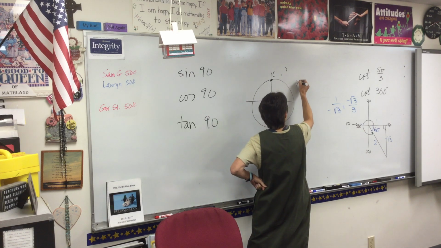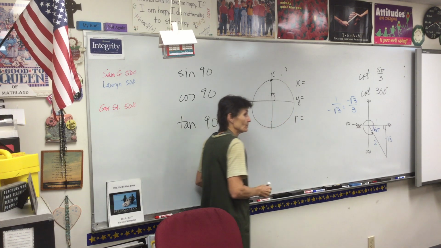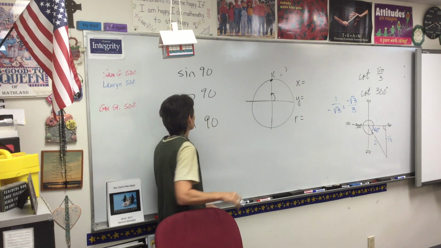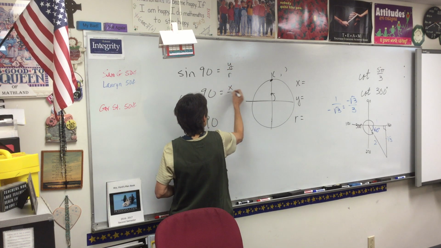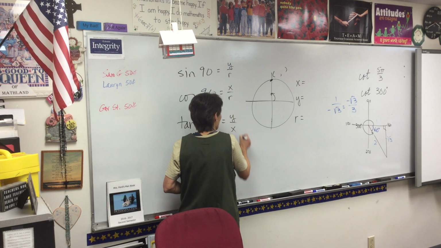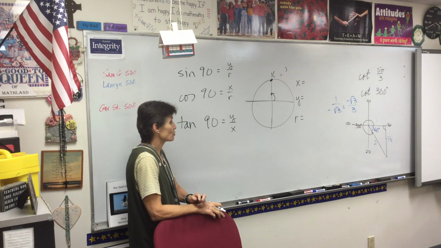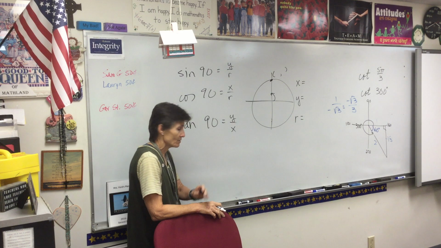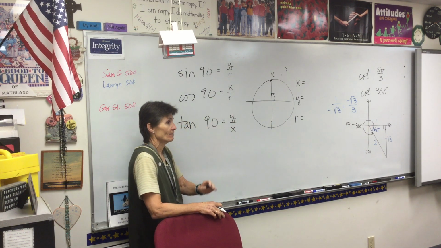In other words, we're going to find an x value and a y value and an r value, because we're going to have to do y over r, x over r, and y over x. We can't do SOHCAHTOA. There isn't a triangle. There's no hypotenuse. There's no adjacent. We have to use our circular definitions.